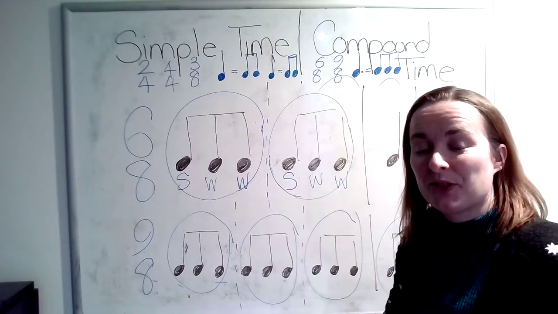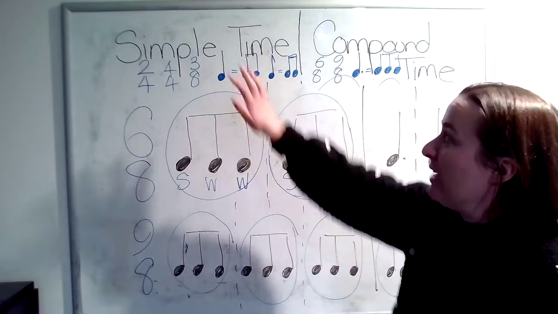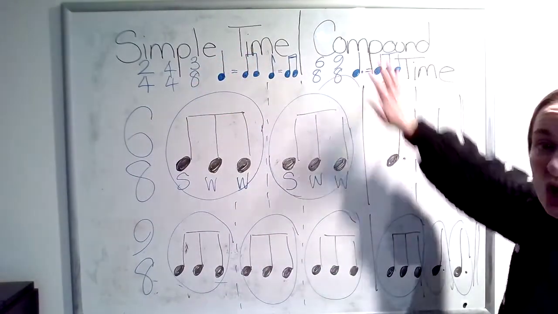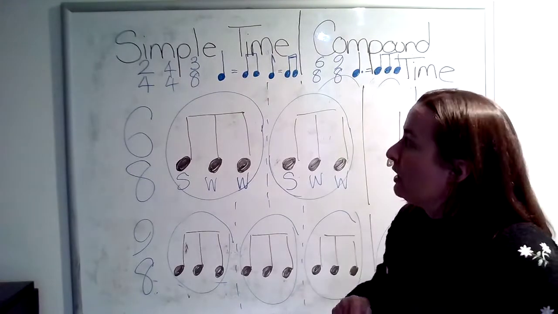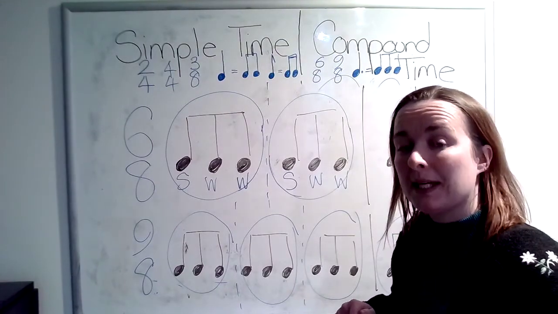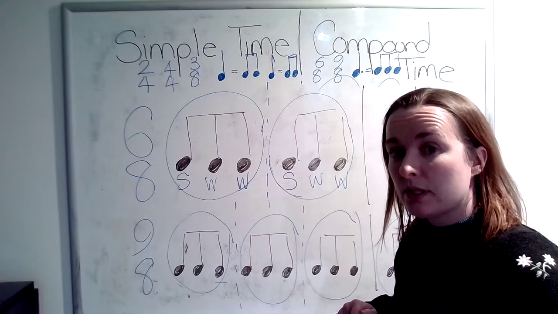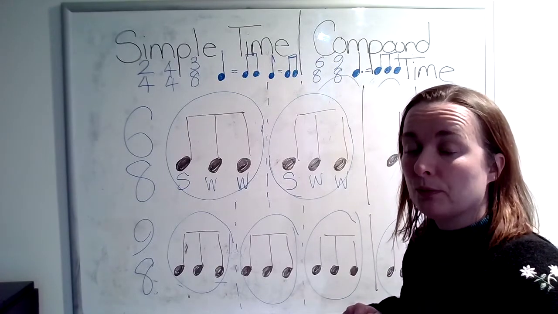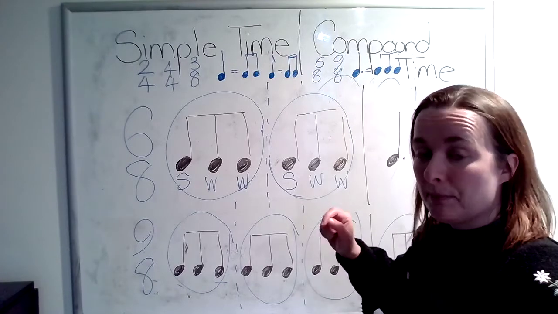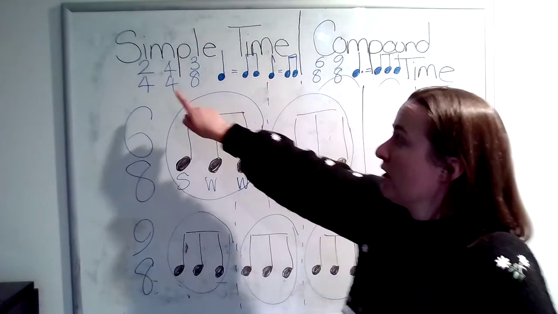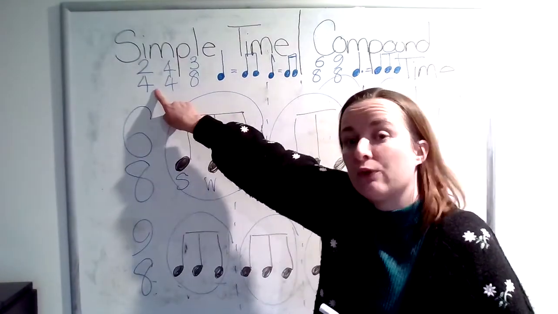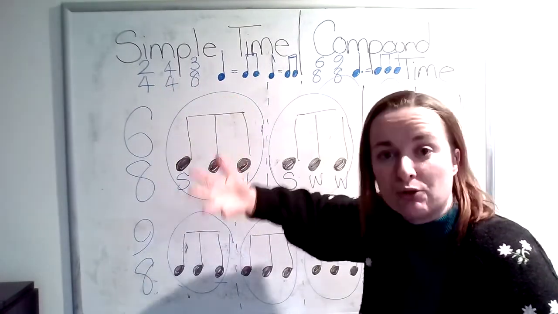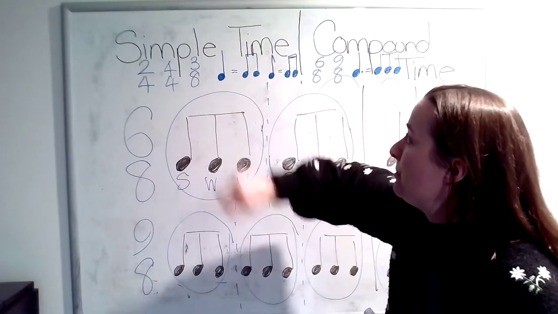Okay, I'm just going to be talking to you about the difference between simple time and compound time. So simple time is when the pulse can be divided into 2 beats. So we'll have a look at some examples of simple time signatures. We have 2/4, 4/4, 3/8. There are others as well, but those are my examples.